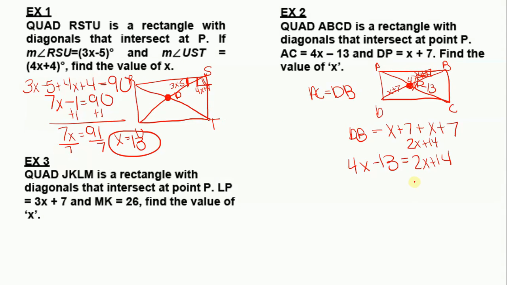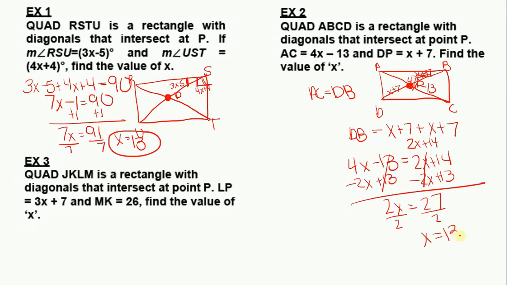So let's solve for x. It looks like we need to subtract 2x, add 13 to both sides. Doing some math quick, it's 2x equals 27. Divide by 2. I get x equals 13.5.